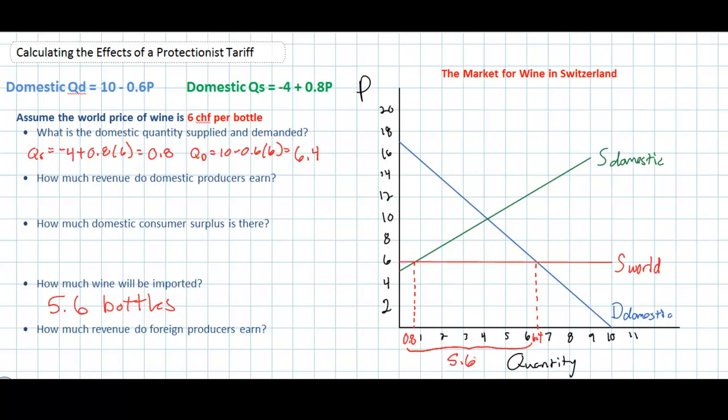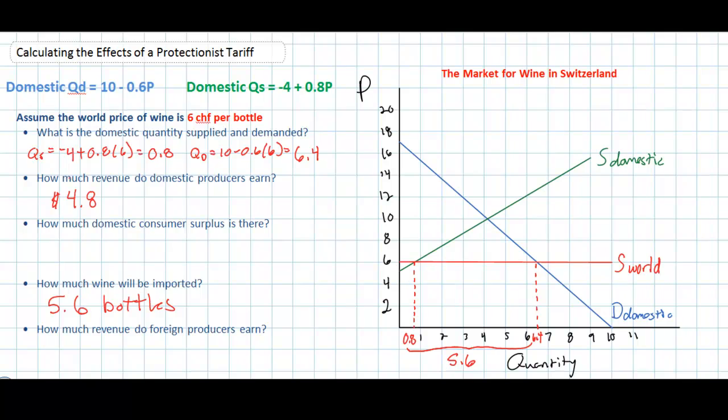Assuming that domestic producers are only producing 0.8 bottles of wine and they're selling them for a price of $6 each, then we can easily calculate the domestic producer revenue by multiplying the price of $6 times the quantity of 0.8. And that gives us a domestic producer revenue of $4.8.